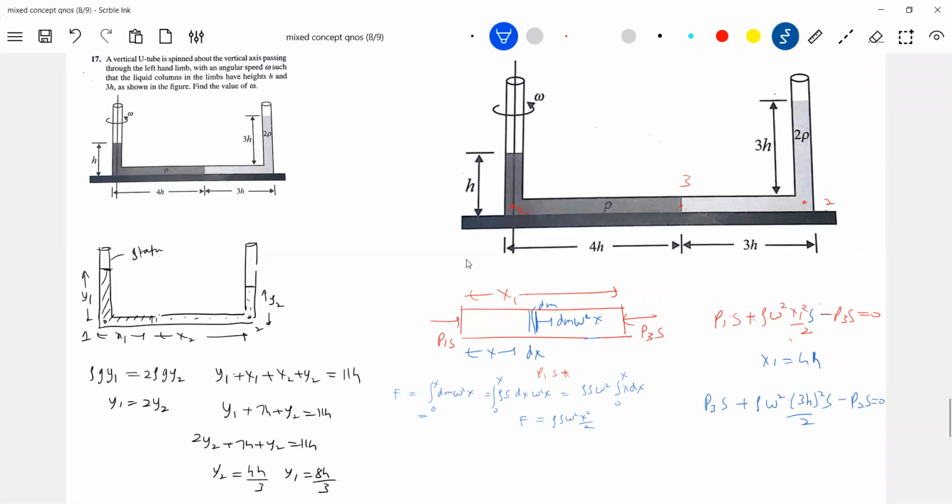But what was our question? So P3 can be eliminated by using these two equations. After eliminating P3, P1 and P2 are unknown. So shall we write P1 is equal to rho g h, and what is P2? P2 should be equal to rho g 3h. So solving equations 1, 2, 3, we'll get the expression for omega.